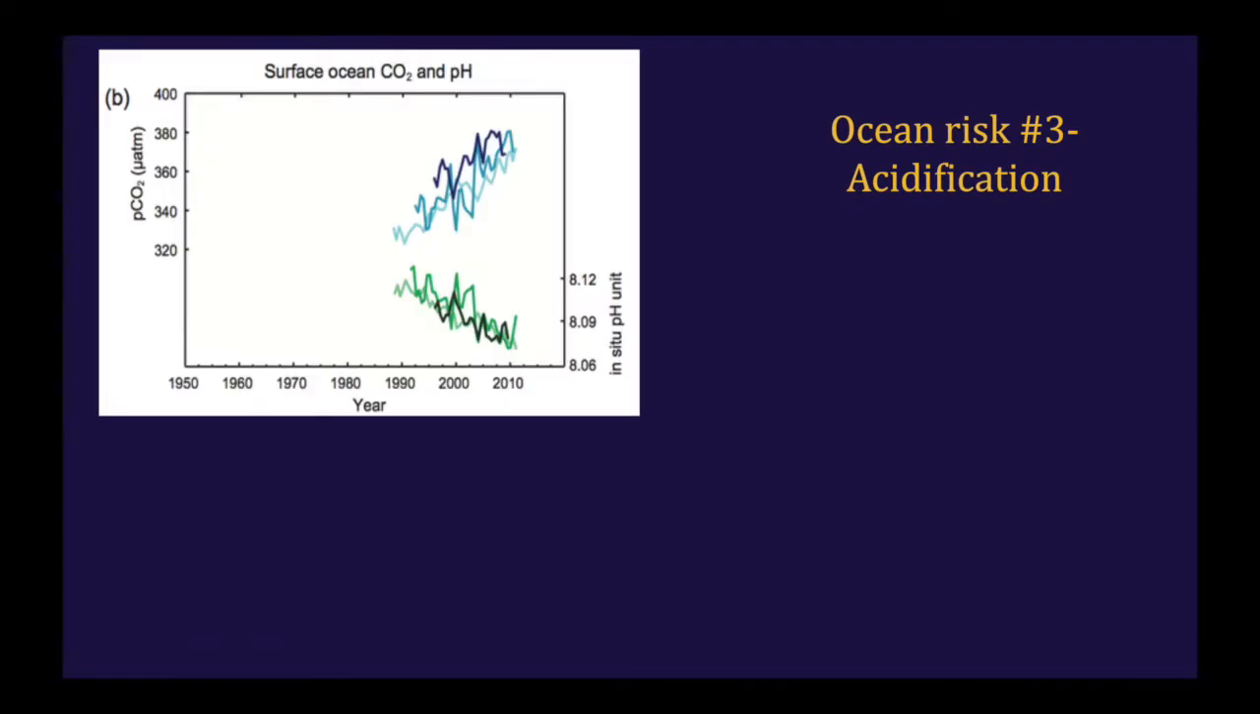Ocean risk number 3, acidification. Since the Industrial Revolution, seawater has experienced a 30% increase in acidity, approximately 100 times more rapid than at any other time during the last 650,000 years.